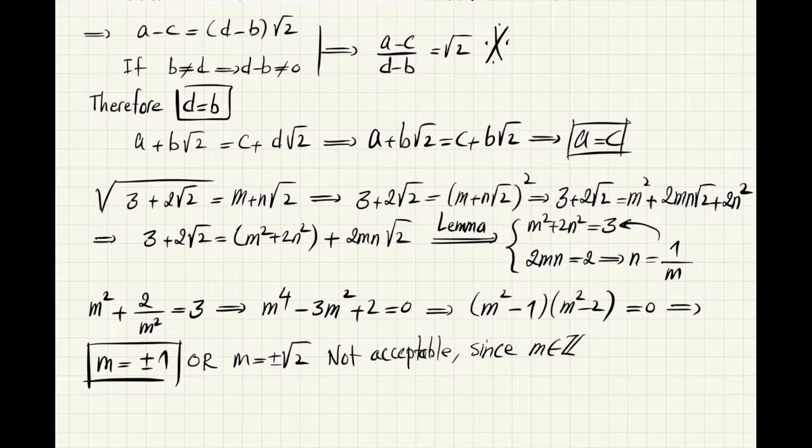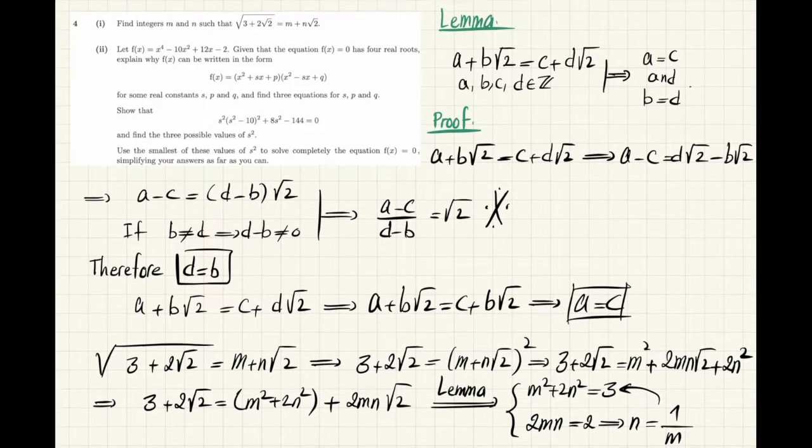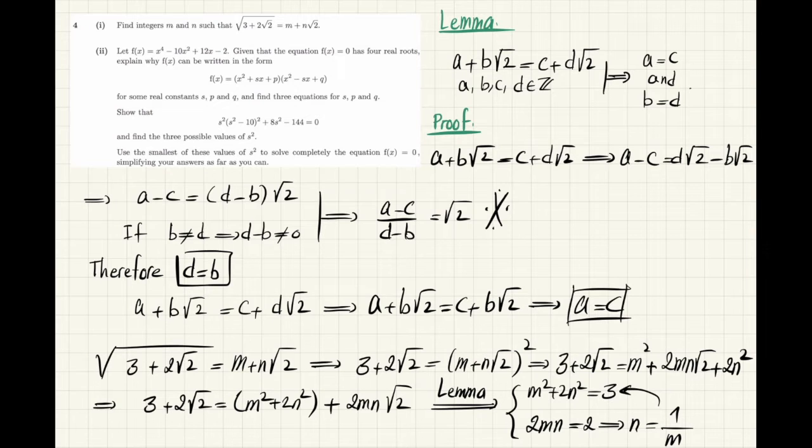Okay, but then what happens for n if this happens? Since n is equal to 1 over m, this means that n is also plus and minus 1. But another point is that if you look here, if m is negative 1, n is also negative 1, then it means that the right hand side becomes negative. On the other hand, the left hand side is positive, so this cannot happen.